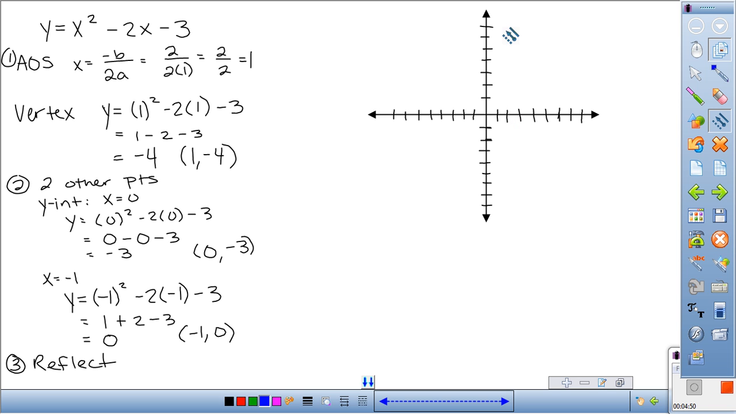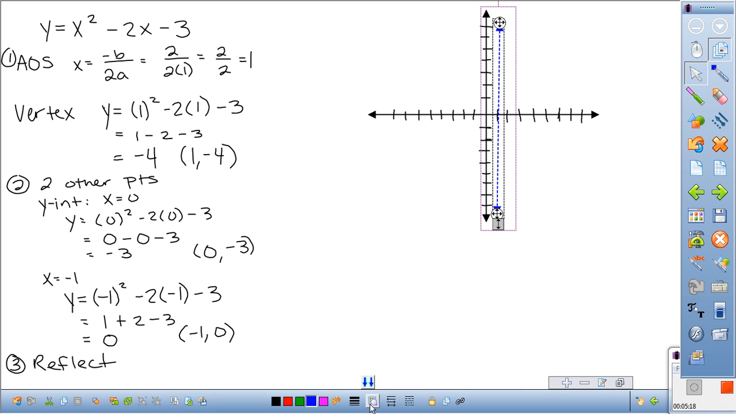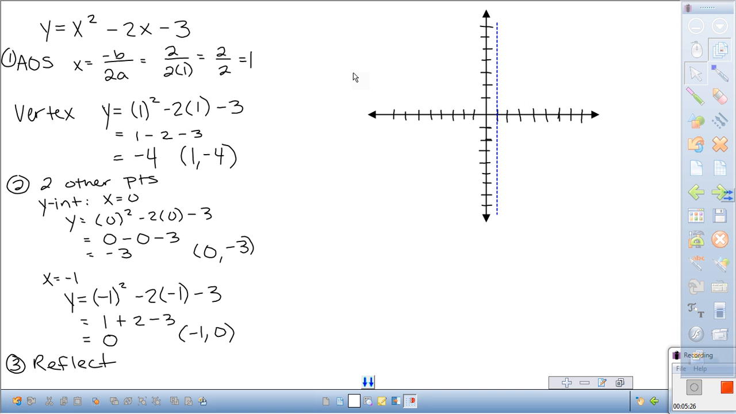So I'm going to go to x equals 1, and I'm going to draw my axis of symmetry. And you shouldn't have those arrows on the end. Let's take care of that. Let me change that into a different line and straighten it up. So there's my axis of symmetry, x equals 1. Then you use that. You know your vertex has to be on this axis of symmetry because that's right down the middle of your parabola, and your vertex is right in the middle of your parabola.